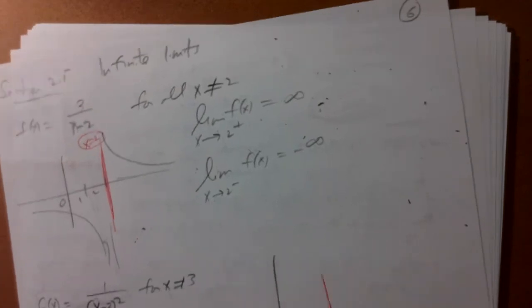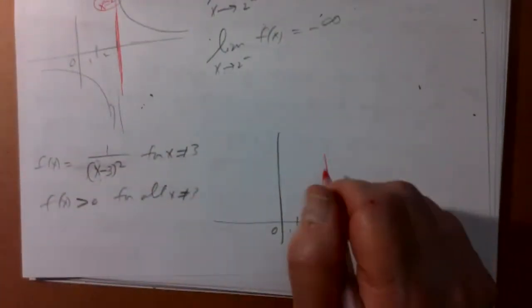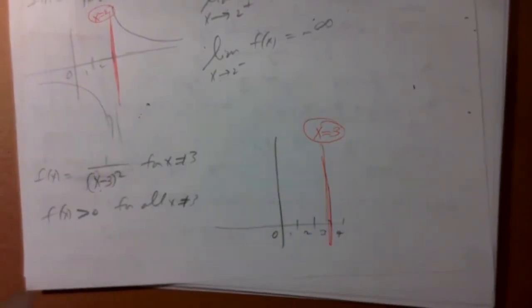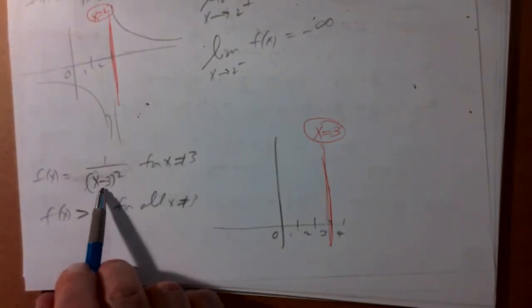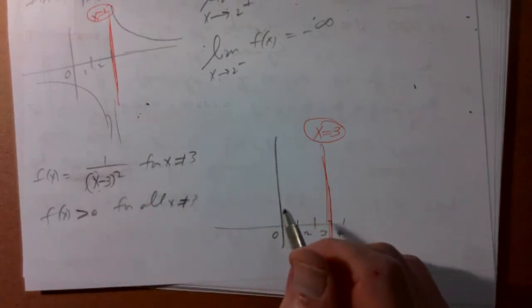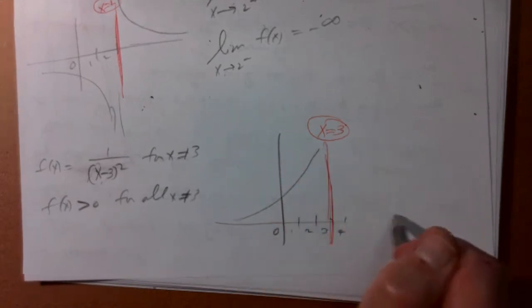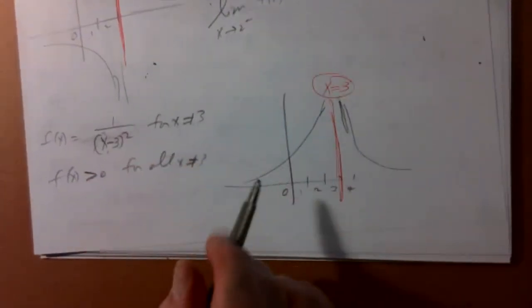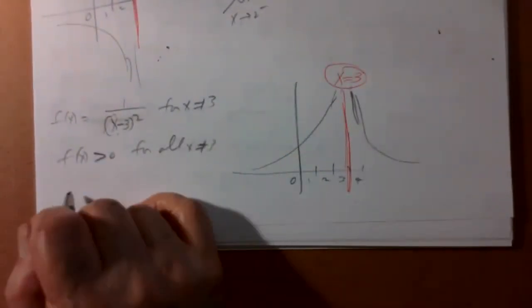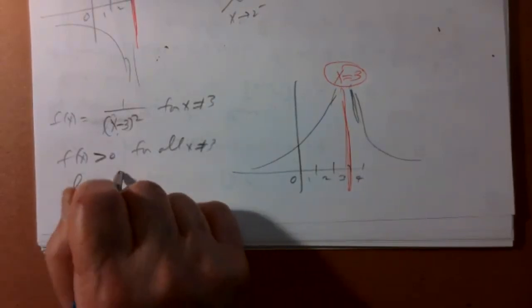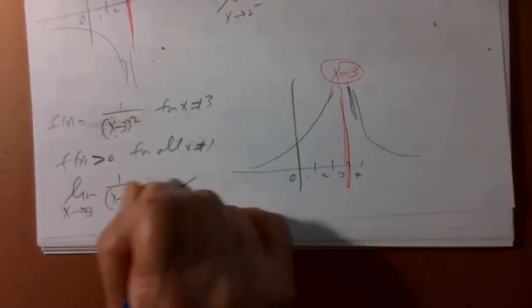Can you move the paper up, please? Yep. So here's the vertical line x equal 3. And as you approach x equal 3 from the right or the left, this function is always positive. The denominator is going to 0. And the function is going to plus infinity from both sides. So both the right and the left-handed limits of this function as x approaches 3 are equal to plus infinity. So the limit as x goes to 3 of 1 over x minus 3 squared is plus infinity.